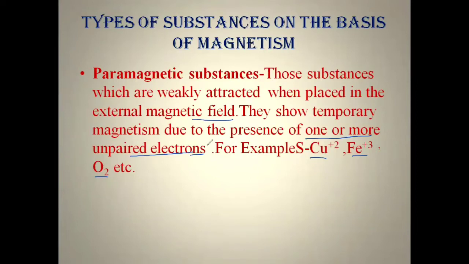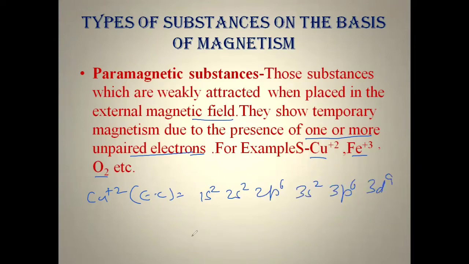I am showing one example. Cu2+, electron configuration is 1s2, 2s2, 2p6, 3s2, 3p6, and that is 3d9. Now if we show the 9 electrons of 3d, then you can see 3d9: 1, 2, 3, 4, 5, 6, 7, 8, 9. You can see there is one unpaired electron present, and that's why Cu2+ is paramagnetic in nature. So this is about paramagnetic substances.